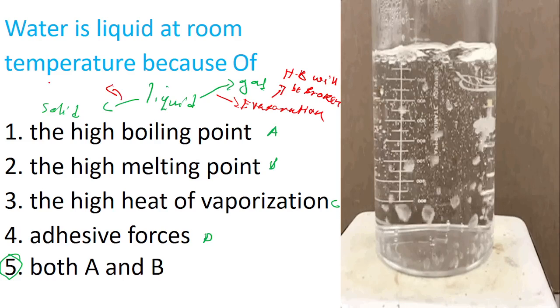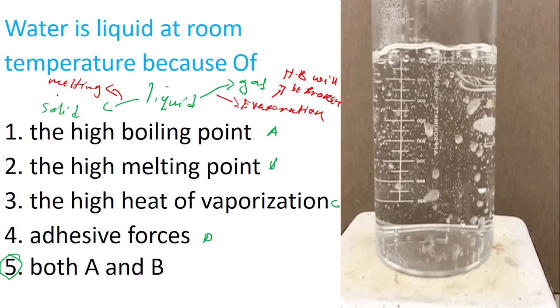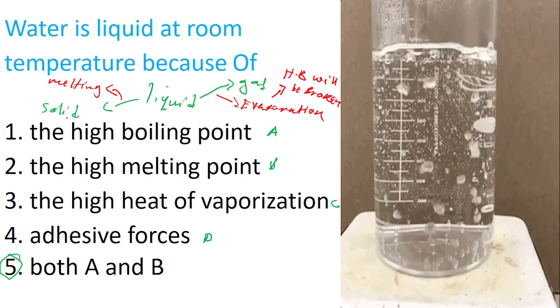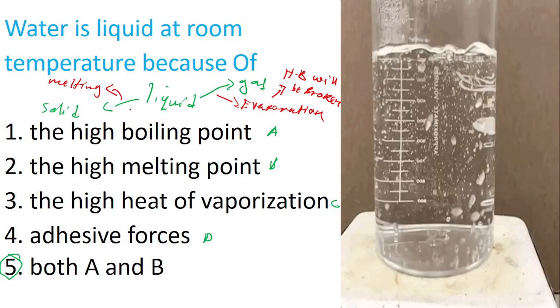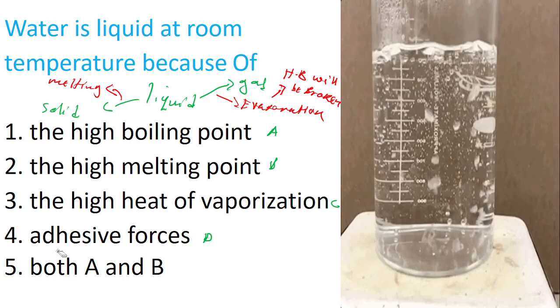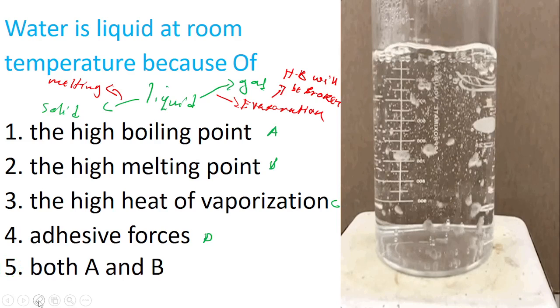Is it melting? Melting is from solid to liquid, isn't it? Melting, is it solid to liquid or liquid to solid? From solid to liquid. Then this option is wrong. So in such a case, then we'll go with 1.